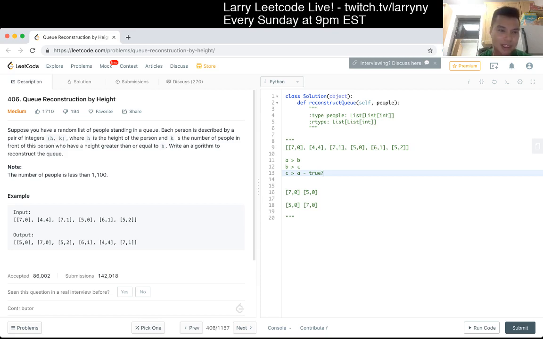I think what I would do is, does it matter which way we sort it first? Let's say we sort by just the height first, right? Height order. So then you have 4, 4, and then 5, 0, 5, 2. Maybe I don't use commas all over the place. 6, 1, 7, 0, 7, 1, right?